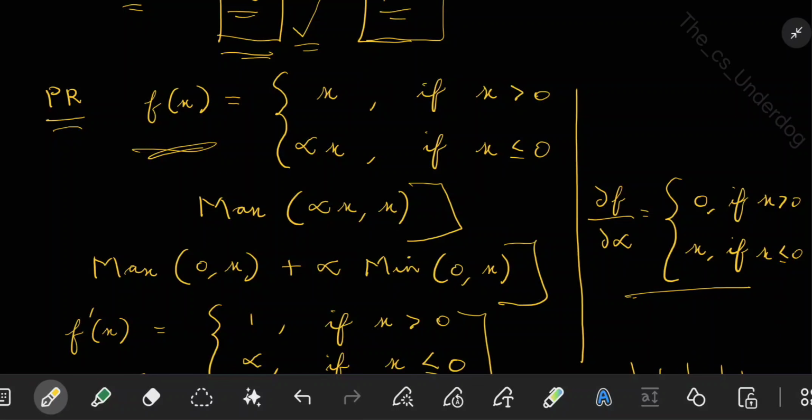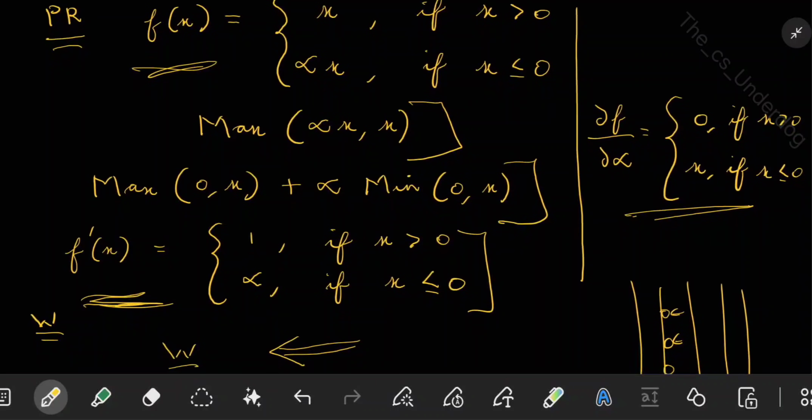So this is the most important part in updating alpha. If you want to update the value of alpha, you update according to this derivative, the derivative with respect to alpha. Do not update according to this derivative. This is used for updation of weights and this is used for updation of your parameter alpha.